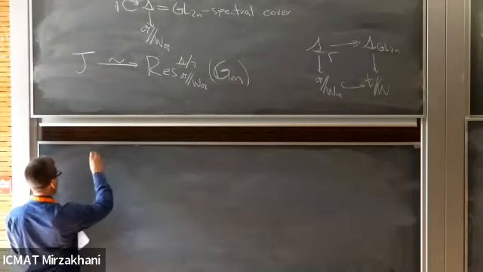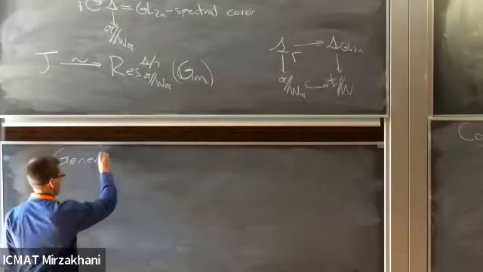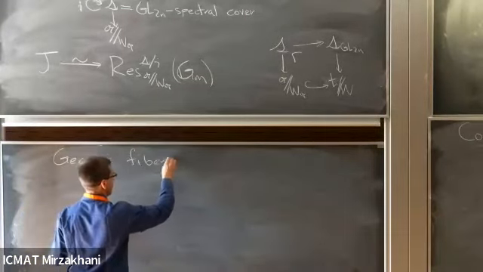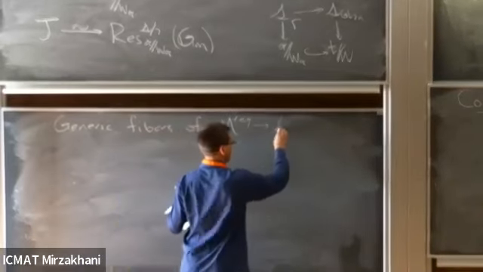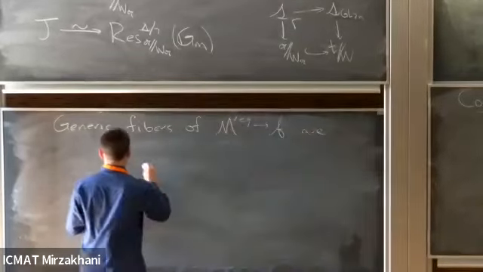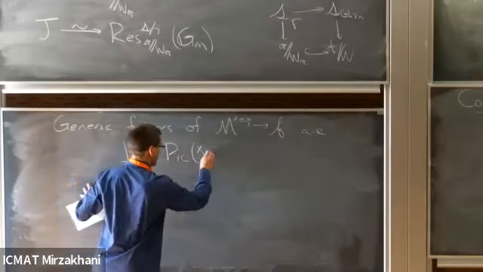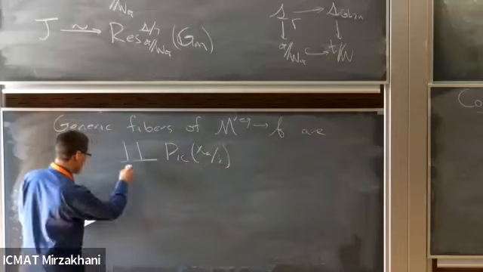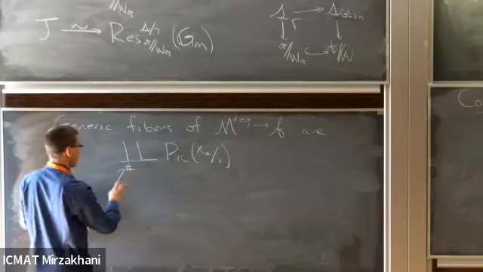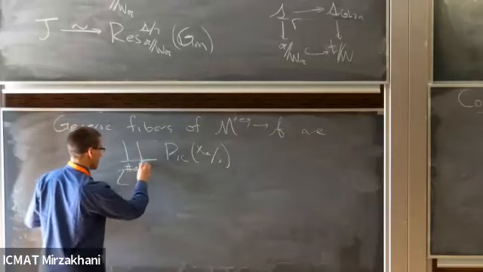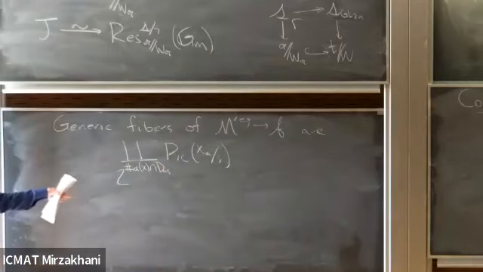So the result is that generic fibers of this composite M reg to A are some disjoint union of stacks of this spectral curve. But this disjoint union is going to be over 2 to the power of the intersections of A_X with my non-separated divisor. And in this case, this has a particularly nice description.